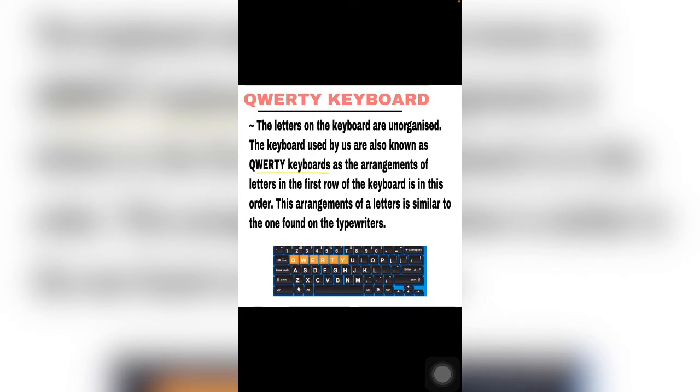The letters on the keyboard are unorganized. Yes, we know that in a keyboard the letters are not organized in a perfect manner. It is not organized in alphabetic order like A B C D, but in an unorganized formation. Unorganized formation means it starts with QWERTY in this format. Because it starts with this QWERTY formation, it is called a QWERTY keyboard. So the keyboard used by us is known as QWERTY keyboard.